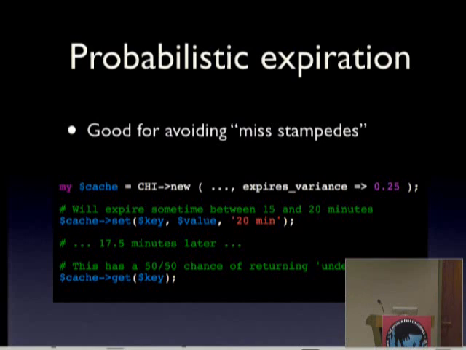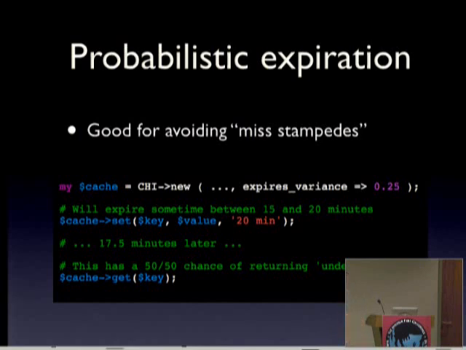So if I say expires variance 0.25, that means that sometime between 15 and 20 minutes, this will start returning undef when I try to get it. And probabilistically, the probability will increase as you get closer to the end. So at 15 minutes, there's a tiny chance. At 15 minutes and 1 second, there's just an infinitesimal chance that it'll return expire. At 17.5 minutes, there's a 50% chance. And finally, when you get to 20 minutes, there's a 100% chance. So the idea is that at 17.5 minutes, this may return undef or may return the value.